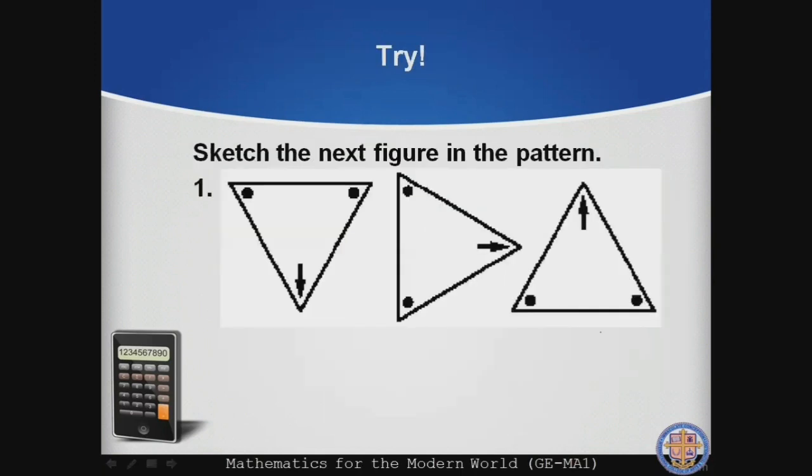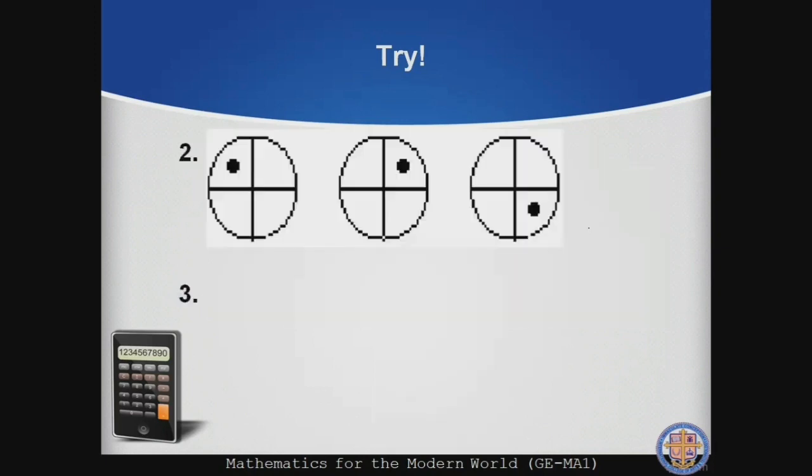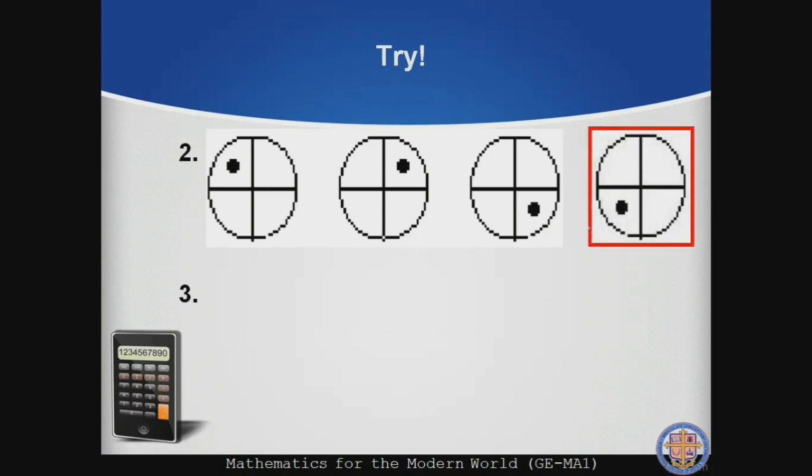And then we have here also this set of figures. What comes next? So observe the arrow where it is pointing. This one, this one, this one. So the arrow should be pointed at the left side. So that's the final answer. Then number 2, we have the dots. Yun lang naman nababago dito. Automatically, the next one should go at the lower left, the dot.